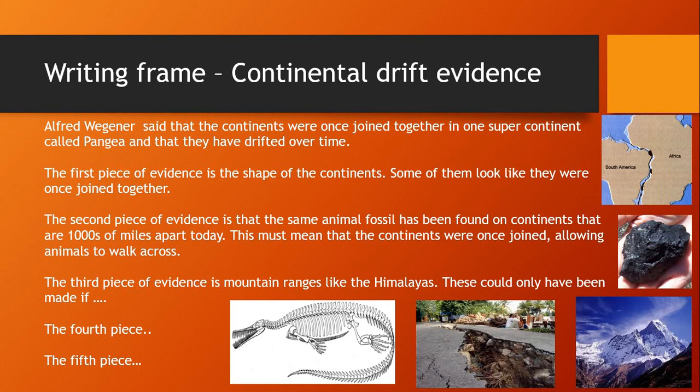The third piece of evidence is mountain ranges like the Himalayas. These could have only been made if, and you've done your research there with the resources, and now it's over to you to fill in the third piece of evidence and the fourth piece of evidence and the fifth piece of evidence. Once you've done that, you should have a much better understanding of continental drift, and we should have hit our 3 objectives, and that will prepare you now moving on to the lessons ahead.